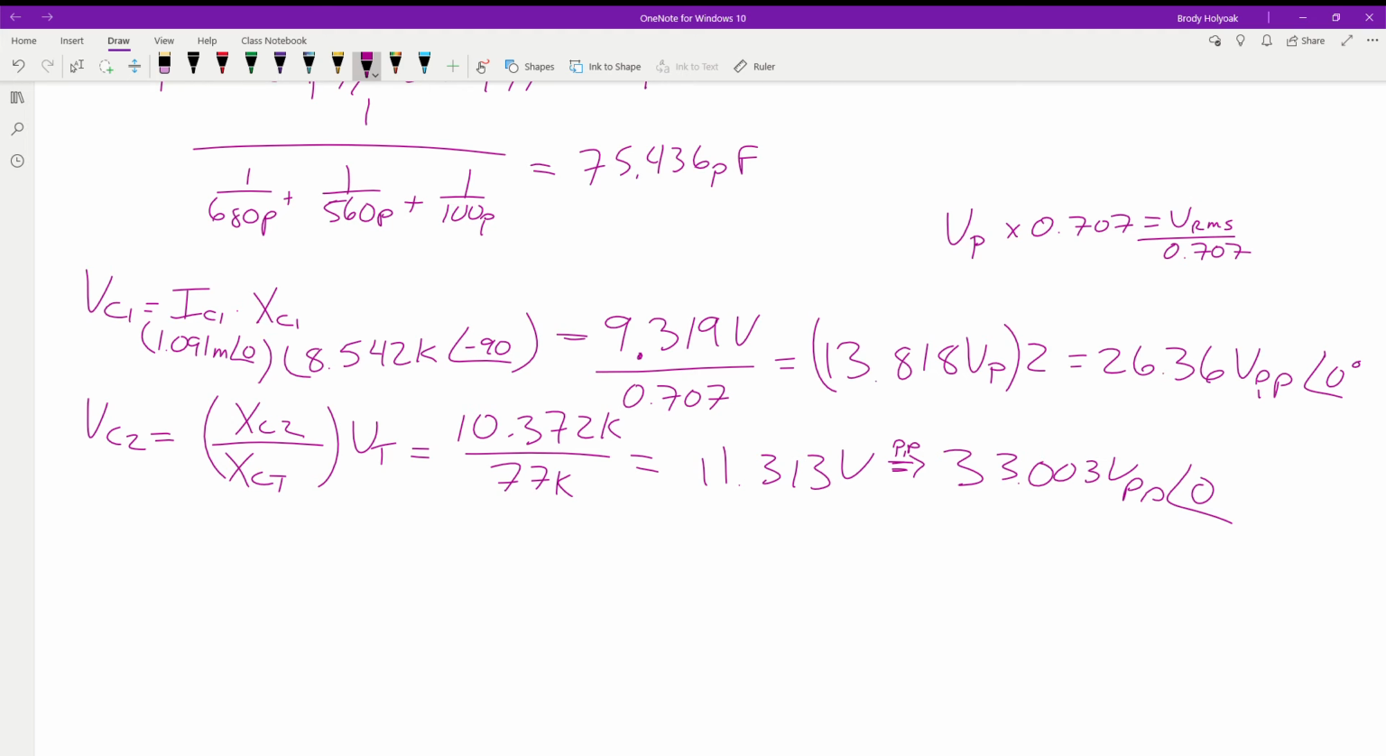Because when we have just the capacitance, we multiply voltage and current, which is a positive and negative, or the current, which is a positive 90, and our reactance, which is negative 90. Those will cancel out, because they are at the same angle. That's very important. Don't forget that, guys.